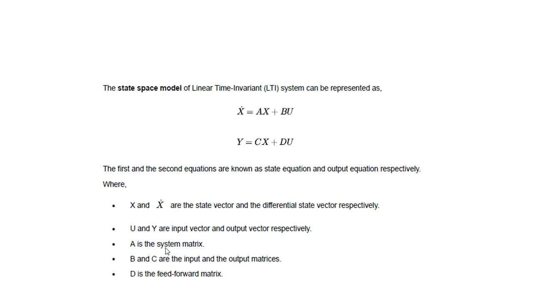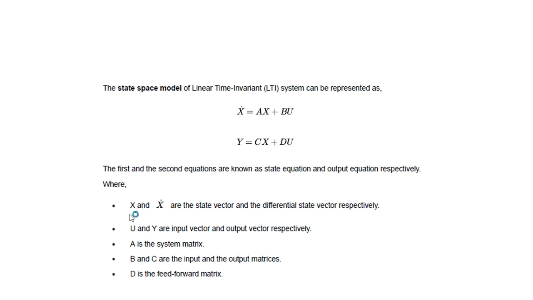A is called the system matrix. Similarly, B and C are the input and output matrices, so B is the input matrix, C is the output matrix, and D is generally called the feed forward matrix. Again, please keep these things in your mind. This is very important. These two equations are nothing but your state space model equations. Again I am revising this for your better understanding. This is called the state equation, x dot = Ax + Bu.